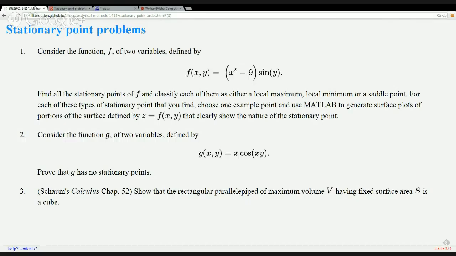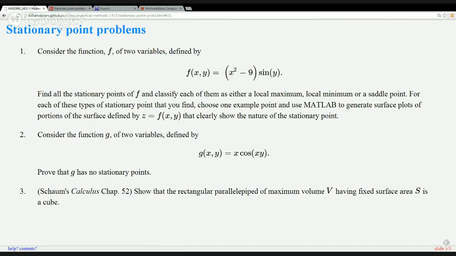Question 2 is kind of different. That says prove that that function has no stationary points. And then question 3, just one of the practice problems in Schaum's Outline of Calculus book, which is a good source. Just a reminder, it's a good source for you to use for lots of other practice problems and examples and extra material to help with these things.